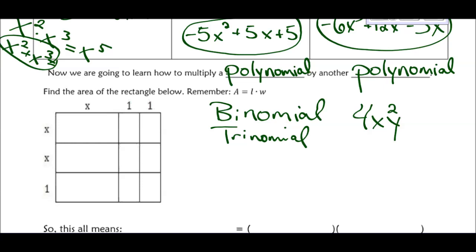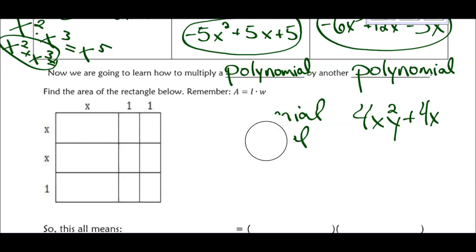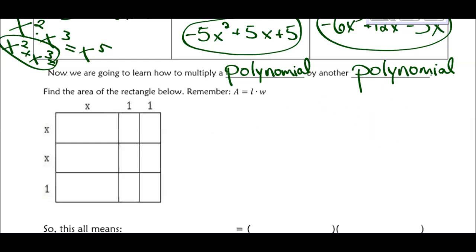When I start using addition or subtraction, those add on extra terms. That's 1 term, that's a 2nd term, that's a 3rd term, that's a trinomial, there's 3 terms. Binomial would be getting rid of this negative 3. That's also a polynomial. Polynomial just means there's more than 1 term. So we're going to learn how to multiply that kind of stuff.